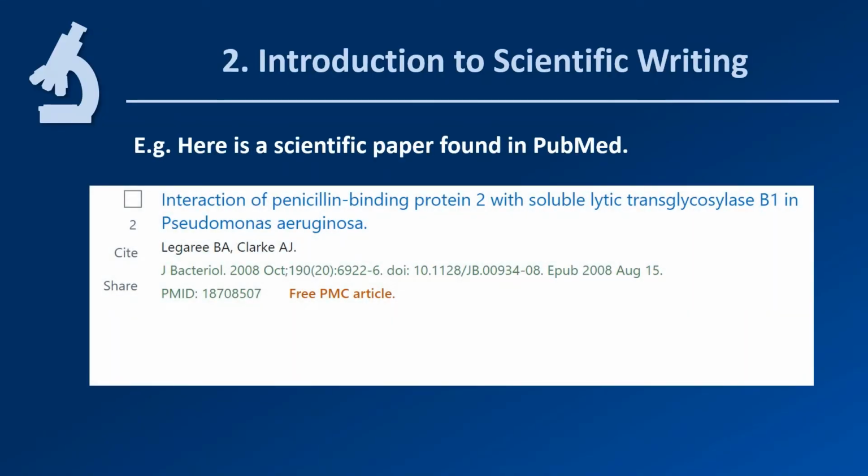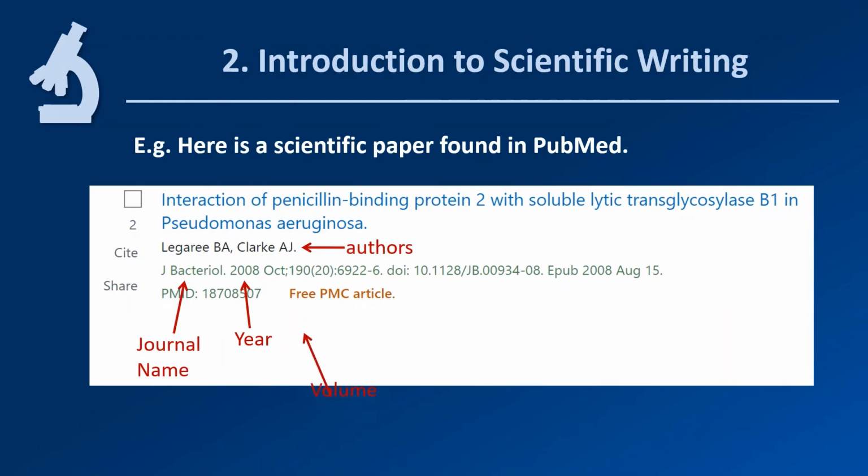Here's an example of a scientific paper found in PubMed. This is actually something that I published a few years ago, and I just wanted to show you what we're looking at when we see all this information here. So first of all are the authors. There's my name, Blaine Legary, and I published this with somebody named Anthony Clark. There's the name of the journal. That's an abbreviated version. The full journal name is the Journal of Bacteriology.